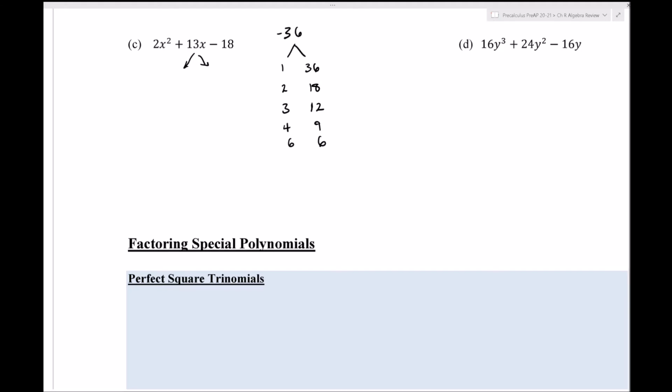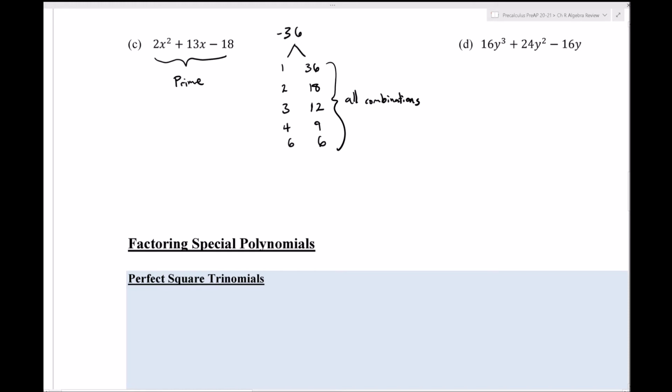And I think I've exhausted all possibilities. I've not found a pair of numbers that will multiply to give me 36 and also add up to a positive 13. So since these are all possibilities, all combinations, and none of them go anywhere, we say it's not factorable. If you wanted to sound a little smarter, we say that the polynomial is prime.